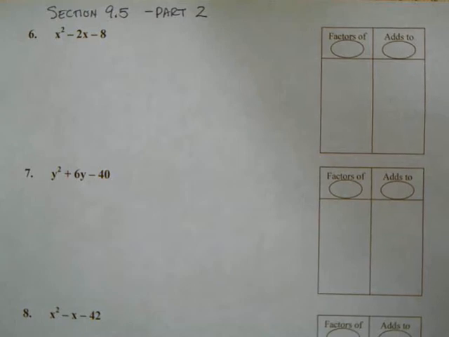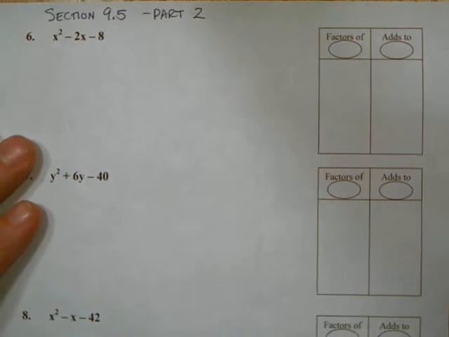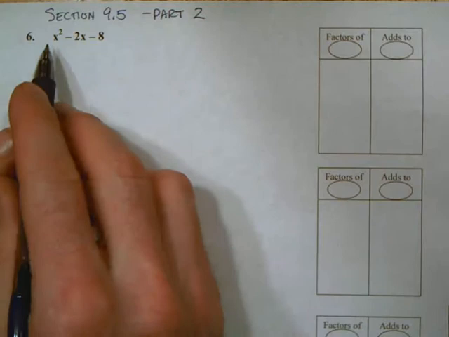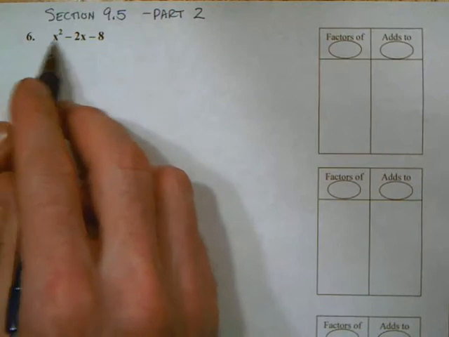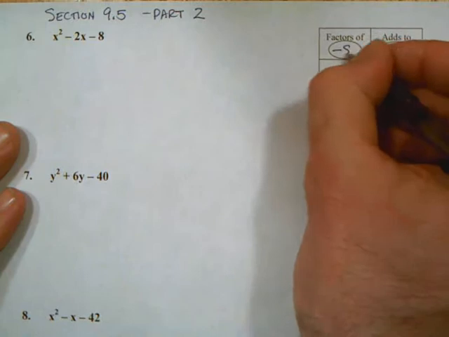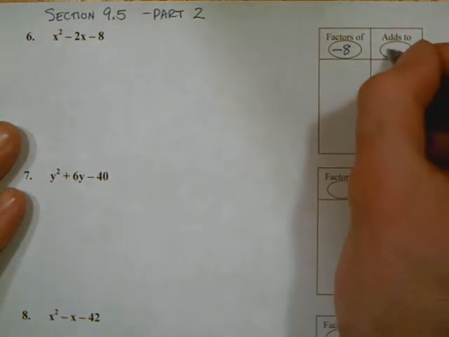This is section 9.5, part 2. We're going to continue the idea of factoring a trinomial. As you remember from the section before, we're going to take the number in front of the x squared times the back number. So 1 times negative 8 is negative 8. That's going to go in the first space. The middle one, the negative 2, goes in the second.